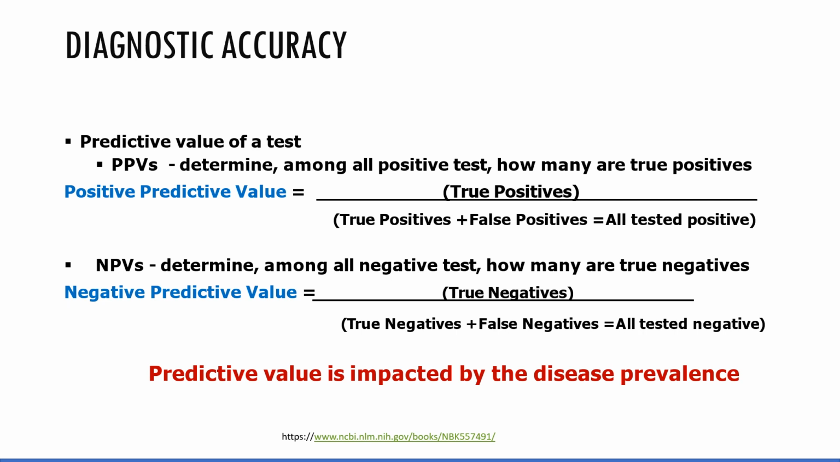Now let us learn about predictive value of a test. Positive predictive value determines among all positive tests how many are true positives. Negative predictive value determines among all negative tests how many are true negatives. Positive predictive value is the ratio of true positives over all tested positives, that is the sum of true positives plus false positives. And negative predictive value is the ratio of true negatives over all tested negatives, that is the sum of true negatives plus false negatives. So predictive value is impacted by disease prevalence.